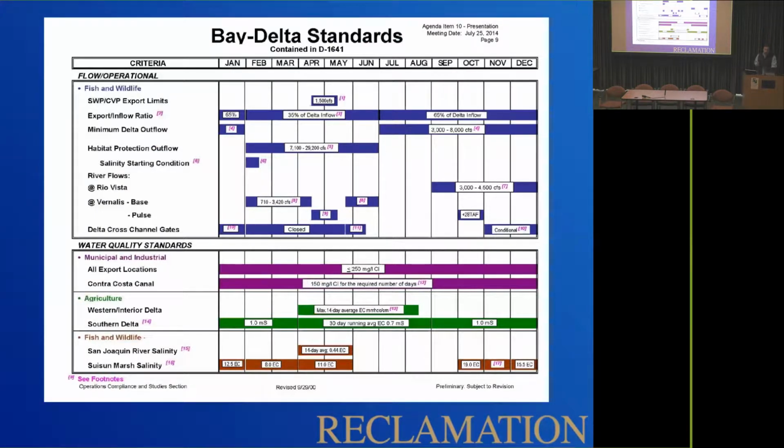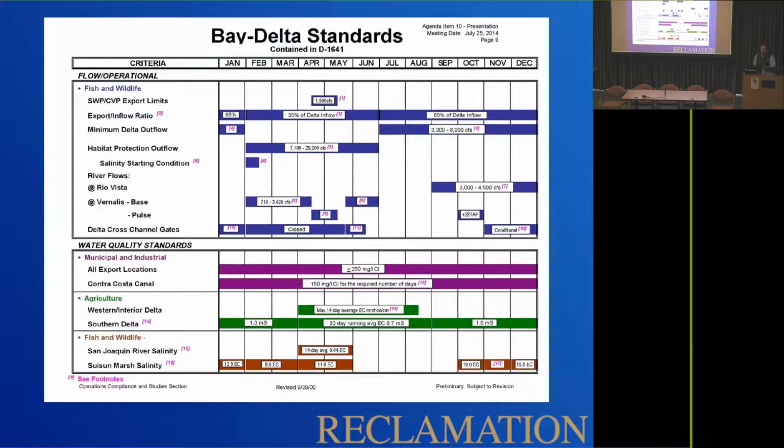And you can see that every month of the year, there's Delta regulations around what the ratio of diversions to inflow can be. And so many times we have to release water to have a certain amount of inflow to be able to capture a certain amount of water. And in the springtime and in the winter, there's habitat protection outflow as well.